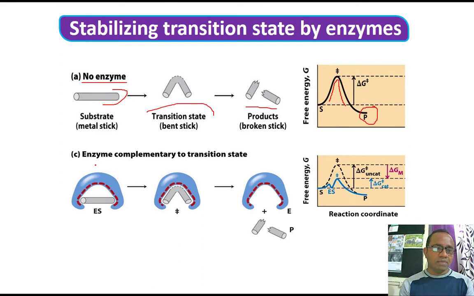What will happen when we use the enzyme in the reactions? Okay, the enzyme binds to the substrate, okay, and the binding is very proper, the orientation is very proper, so that the transition state is actually stabilized.